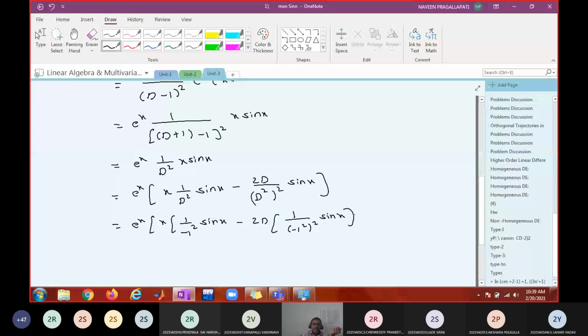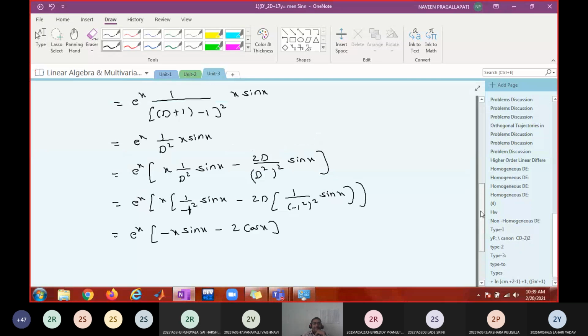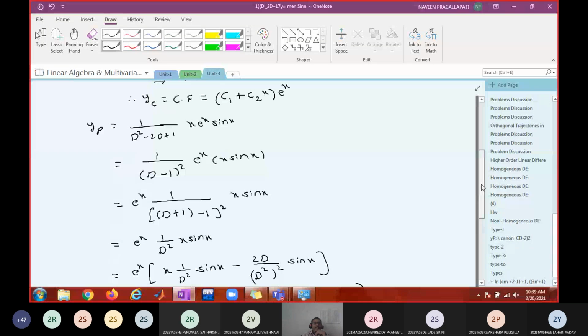Just stick to the basics. Then apply numerator. So this is minus 1 square. So this is e power x into minus x sin x minus 1 whole square is 1. So 2 times derivative of sin x is cos x. Is this the particular integral? Do you understand?